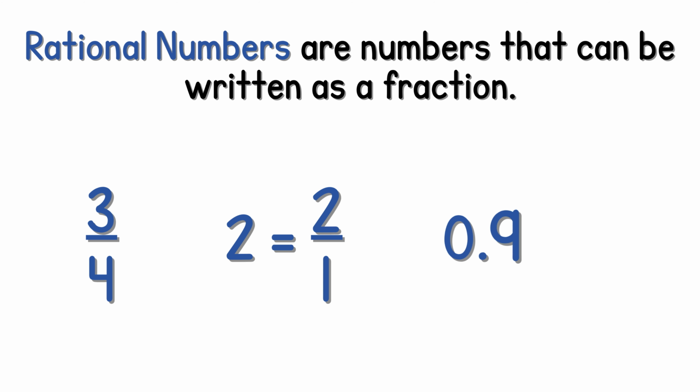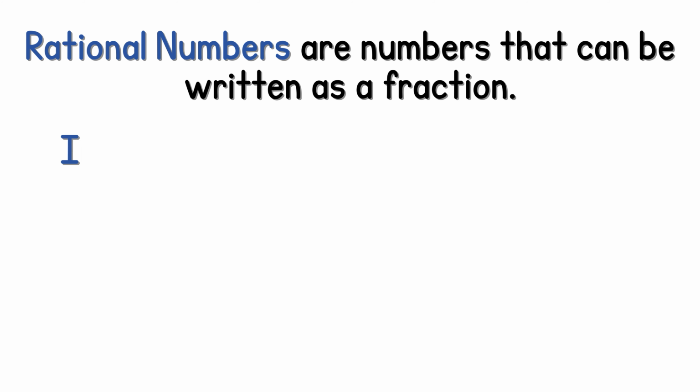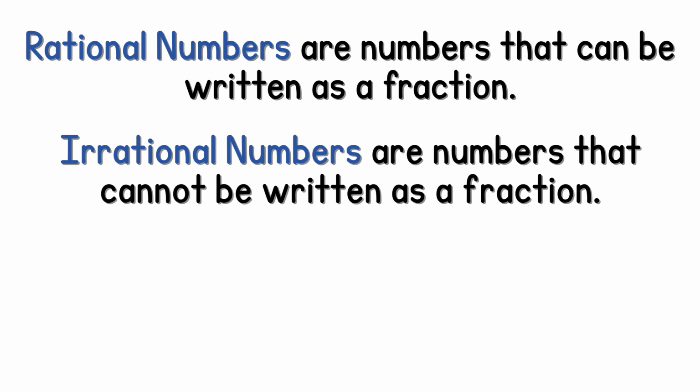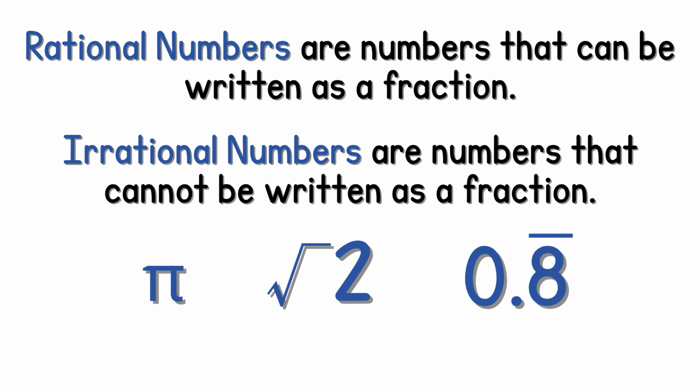Decimals that don't repeat, like 0.9, are considered rational as well because we can always make it a fraction based on the place value in our decimal. Irrational numbers are numbers that cannot be written as a fraction, like the value of pi, since this goes on forever, or the square root of a non-perfect square, like radical 2, or decimals that go on forever, like 0.8 repeating. Since we don't know when the place value ends, we can't make it a fraction.